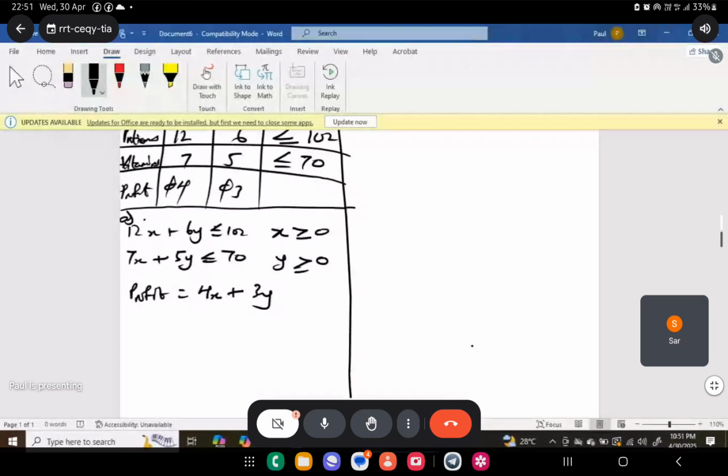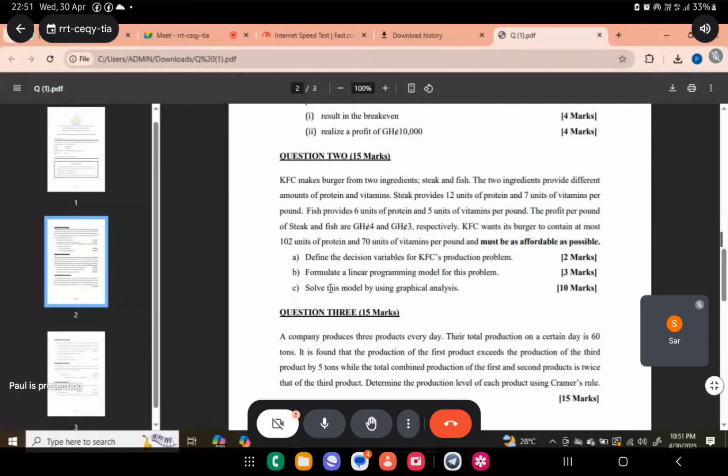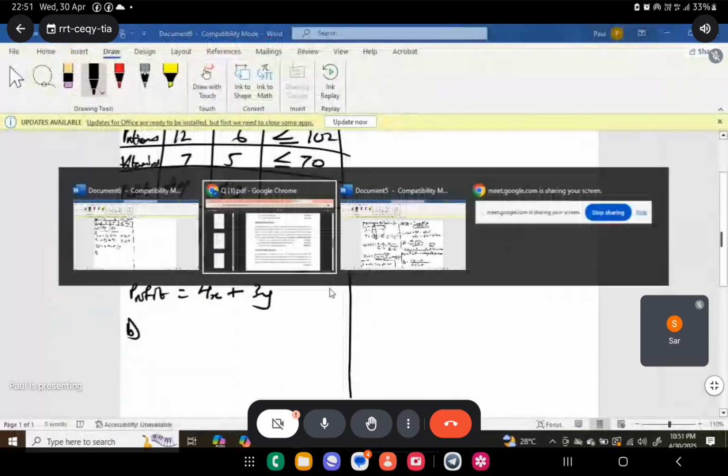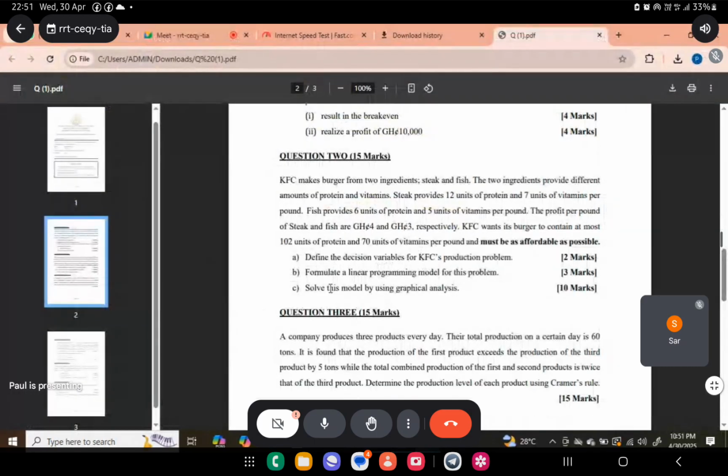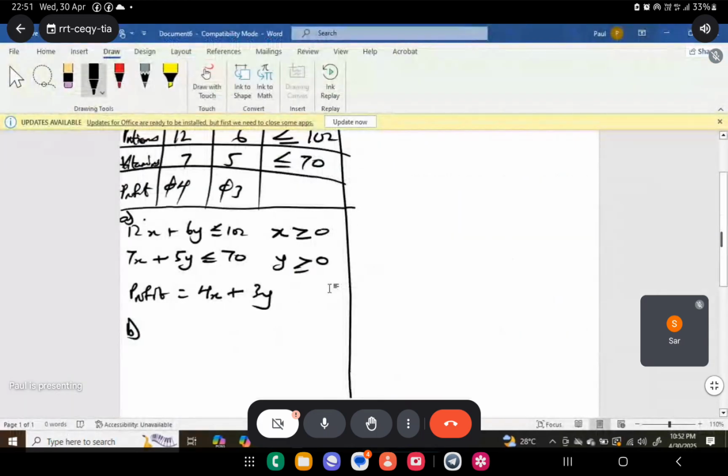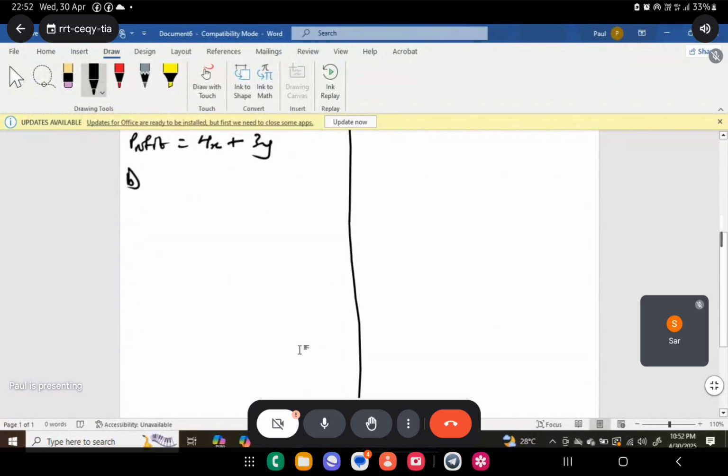Now, the B. The B is saying that you formulate your linear programming model for this problem and solve this model by using a graphical analysis. That's the most important one. You see that one has what? 10 marks. Okay, so let's formulate the linear decision making model. The graphical method is very important.